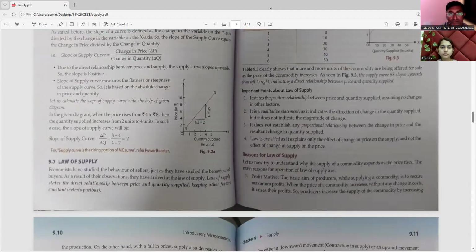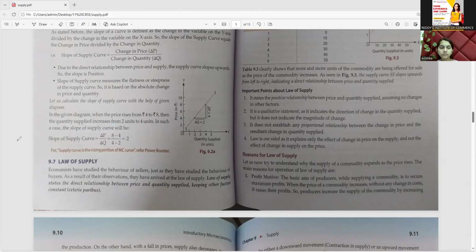So this is the example. See how in the given diagram, when the price rises from 4 to 8, the quantity supplied increases from 2 to 4 units. In such a case, the slope of the supply curve will be 8 minus 4 over 4 minus 2. It is a difference of only 2. Why? Because in this case, both are changing simultaneously. Price as well as quantity are both changing. Right? That is why it is affecting the supply of the commodity.